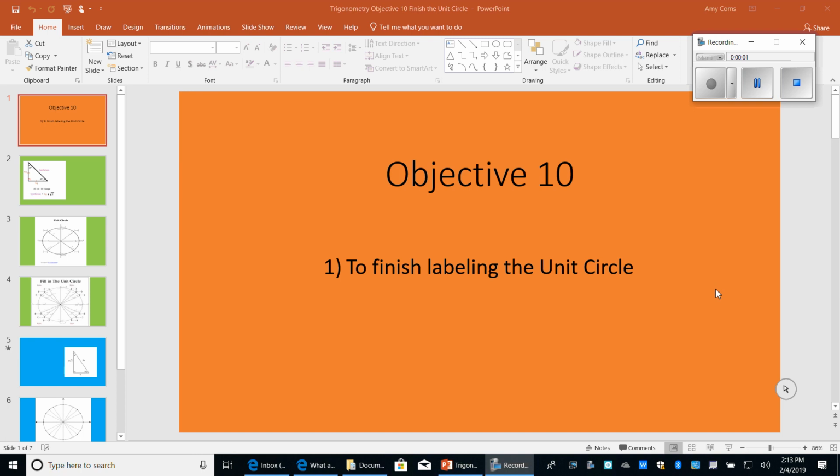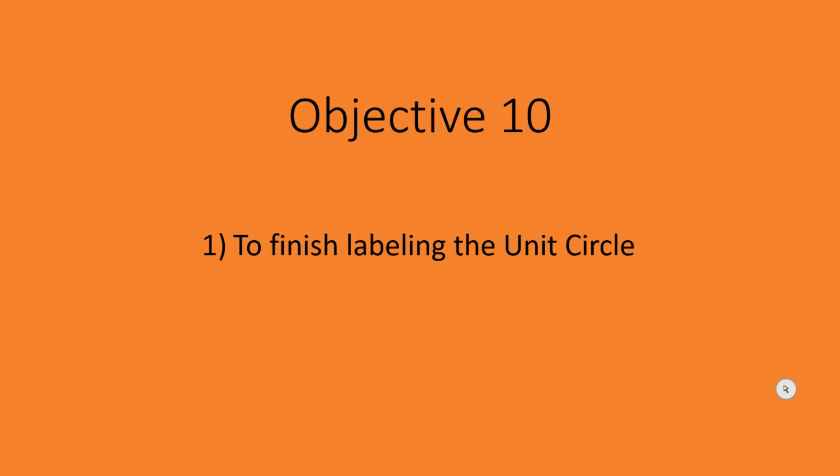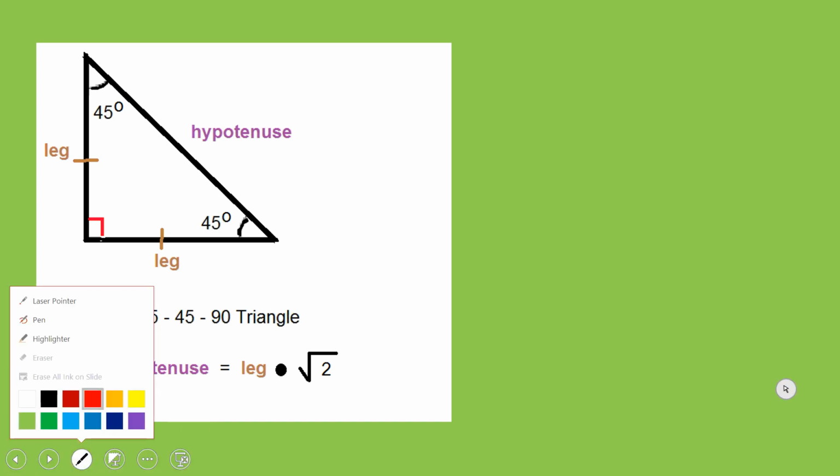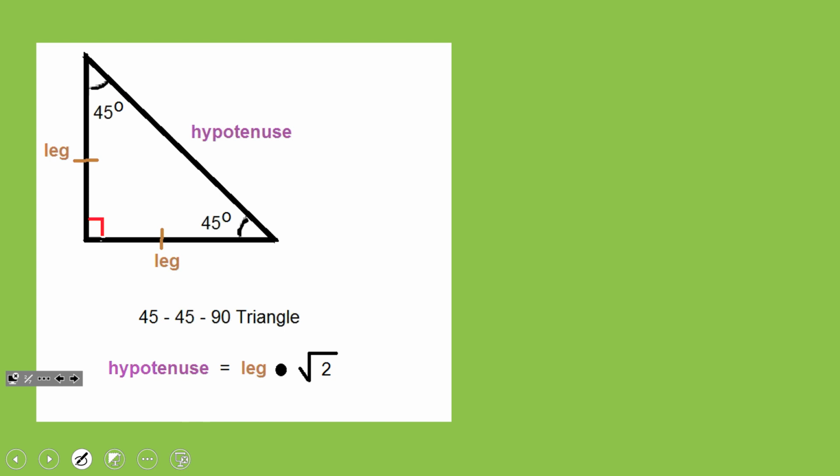Right, this is going to be objective 10. We are going to finish labeling the unit circle. We started on this on Friday. I'm going to repeat it because sometimes it doesn't quite sink in the first time I talk about it. And if you left early on Friday, you missed this part. This is what we did at the end of class.